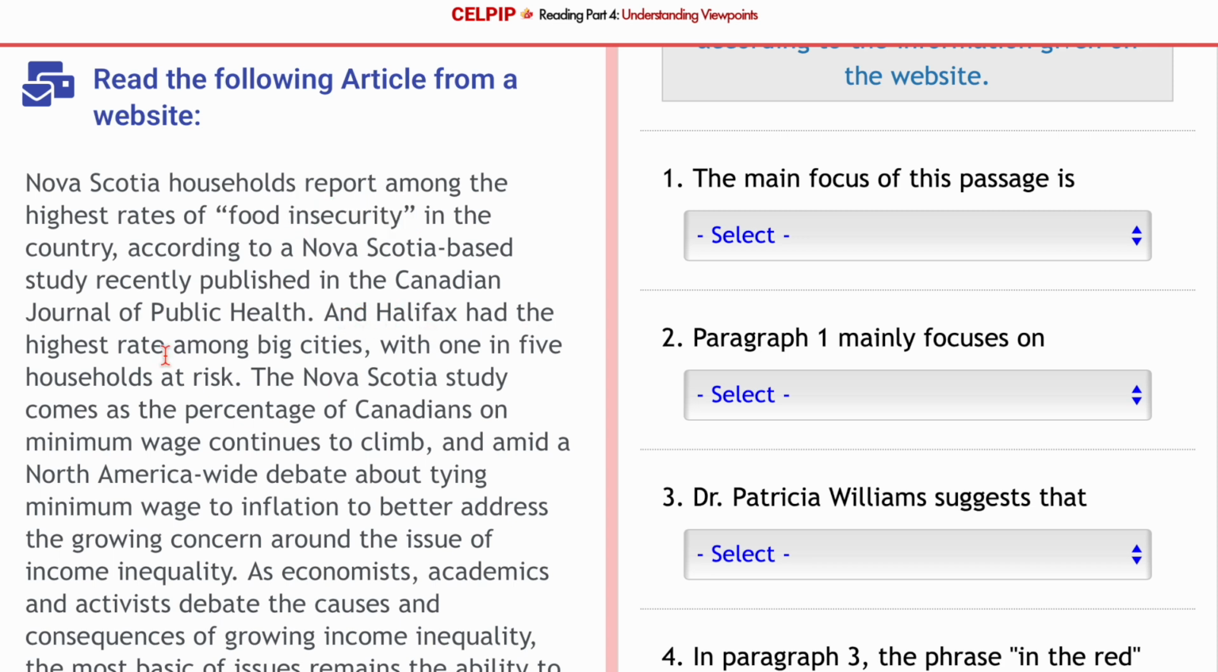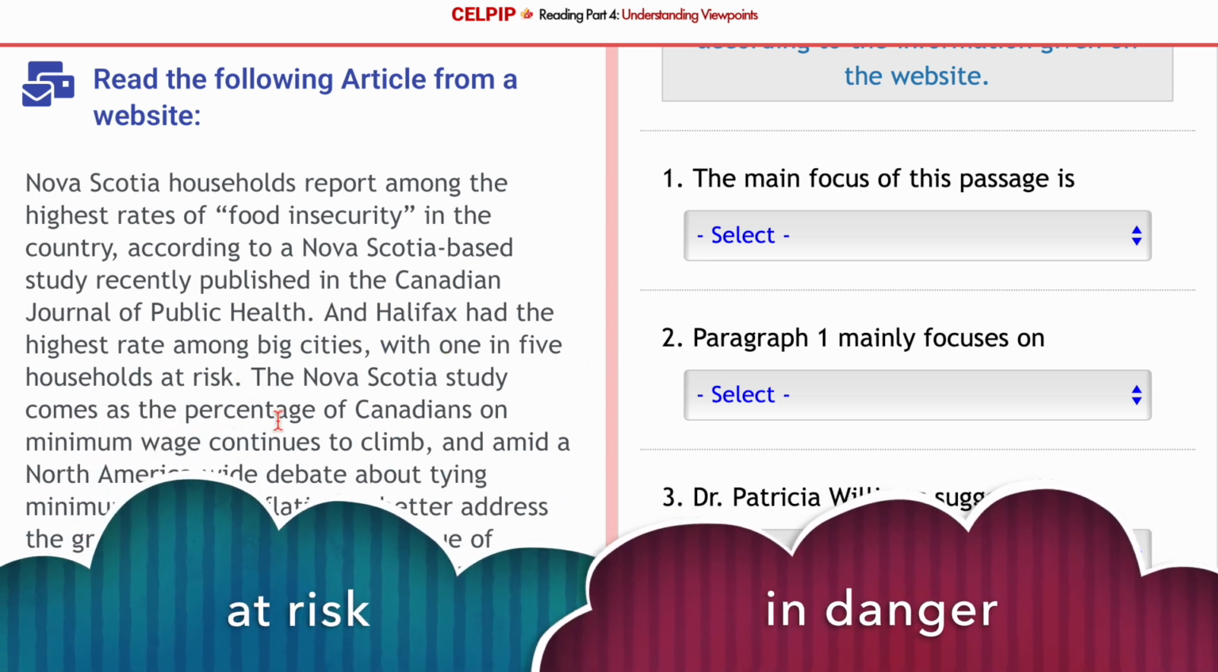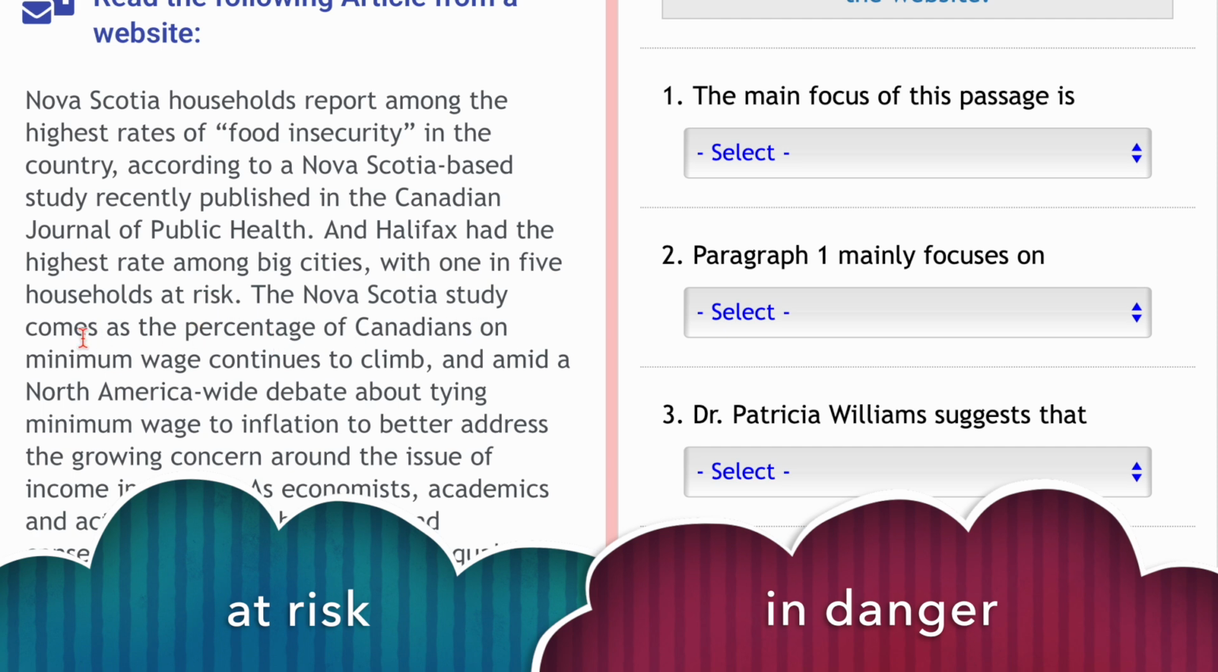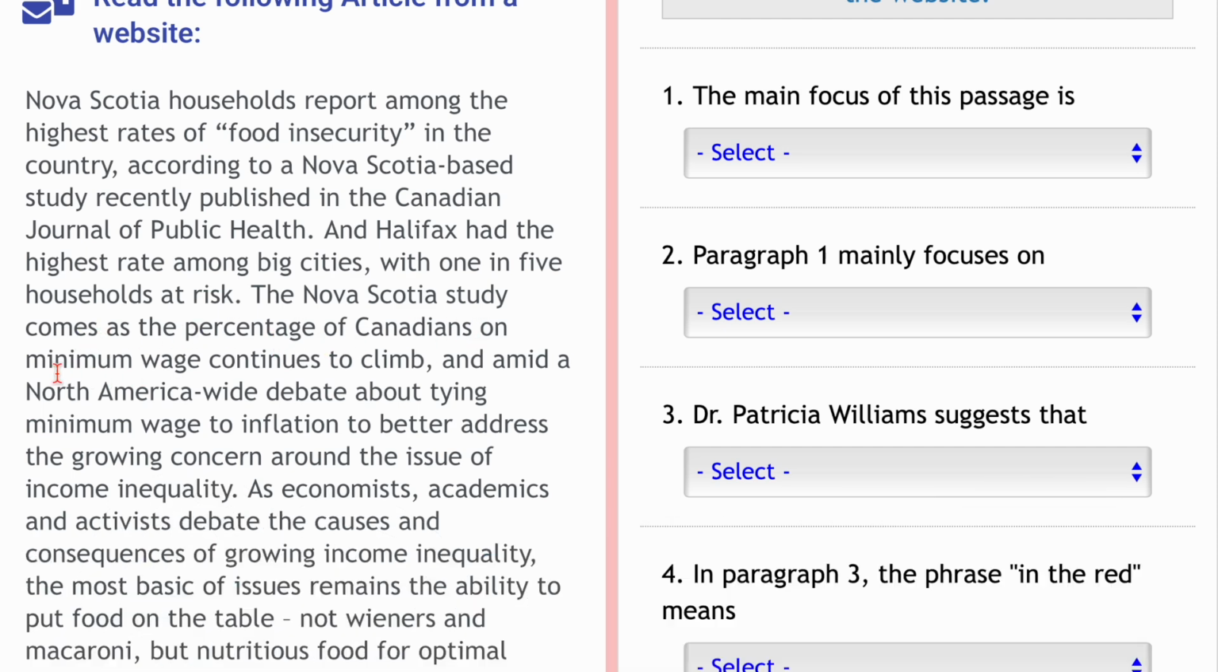And Halifax had the highest rate among big cities, with 1 in 5 households at risk in danger. The Nova Scotia study comes as the percentage of Canadians on minimum wage continues to climb, and amid a North America-wide debate about tying minimum wage to inflation to better address the growing concern about the issue of income inequality.